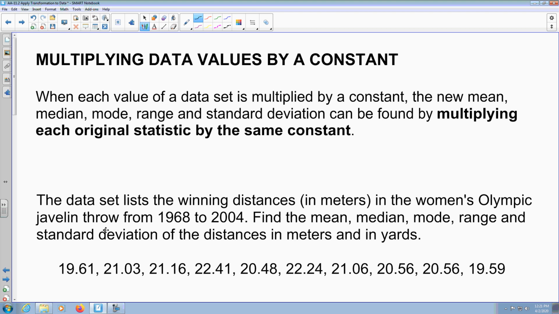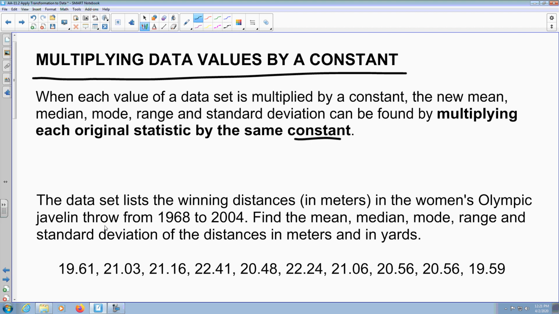All right. So when it comes to multiplying data values by a constant, it says when each value of a data set is multiplied by a constant, the new mean, median, mode, range, and standard deviation can be found by multiplying each original statistic by the same constant. So this particular one, they're all going to change.